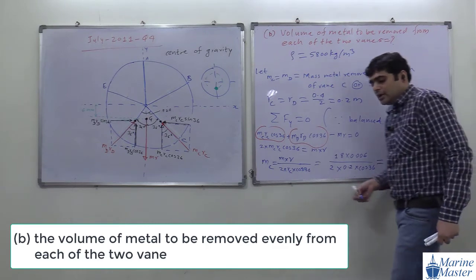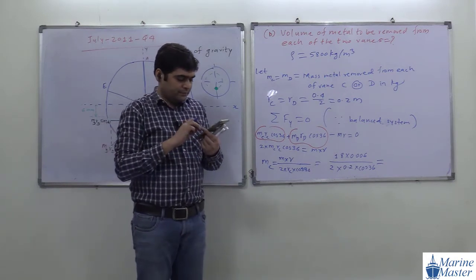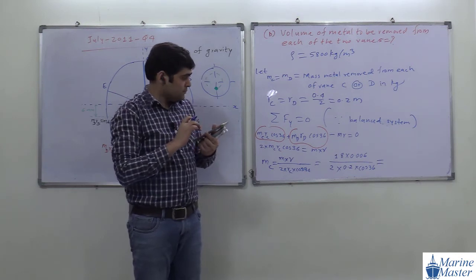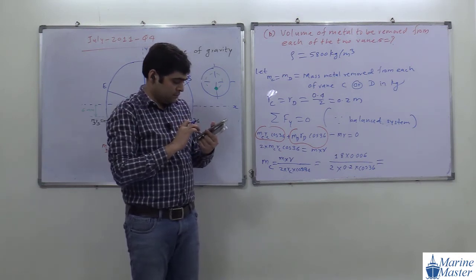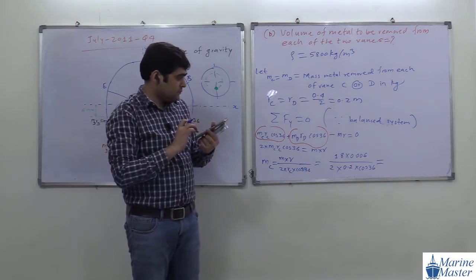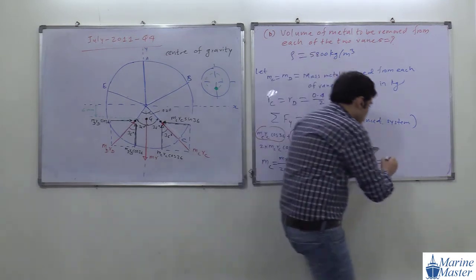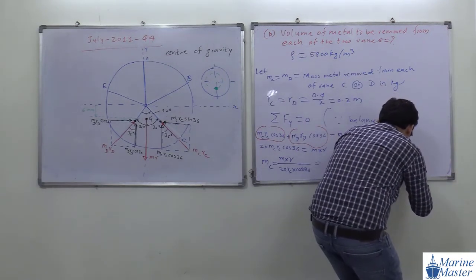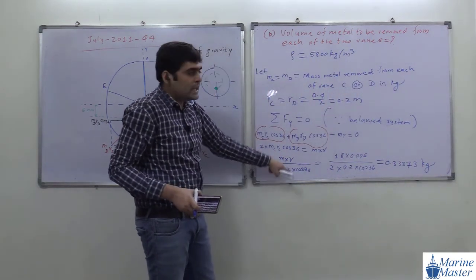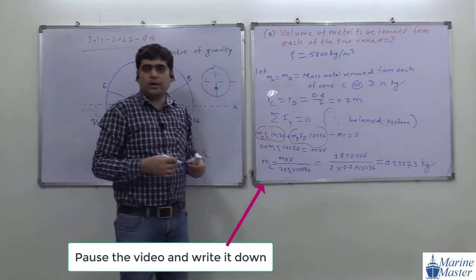Okay, so please everyone do the calculation and tell me the value of MC. We are nearer to our answer. How much are we getting? 0.3373 kg. Okay, please guys write down up to this point. We are just a few steps away.